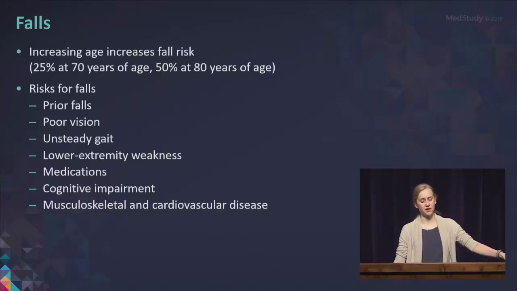So what are the risks for falls? So the most important one is prior falls. So the question you're going to ask your patient is, have you fallen in the last year? All right? Any answer other than no means that they're at high risk and that they need a further assessment. You can especially worry about your patients who have poor vision, who have an unsteady gait, if they have weakness in their lower extremities, much less if they're already in a wheelchair and they're trying to transfer themselves back and forth. There's a lot of medicines, which we'll talk about, that can make their risk even higher, cognitive impairment, and then musculoskeletal and cardiovascular diseases.